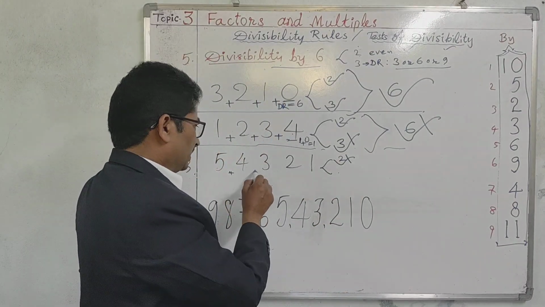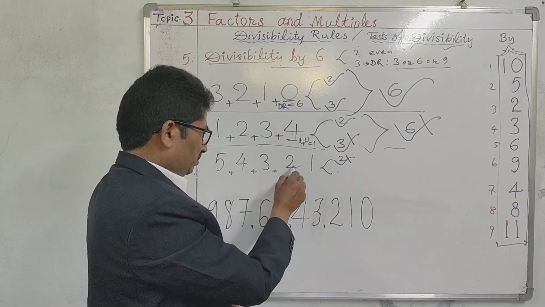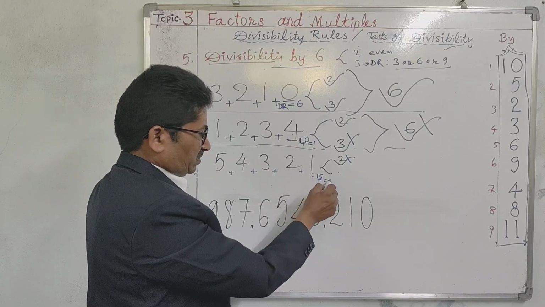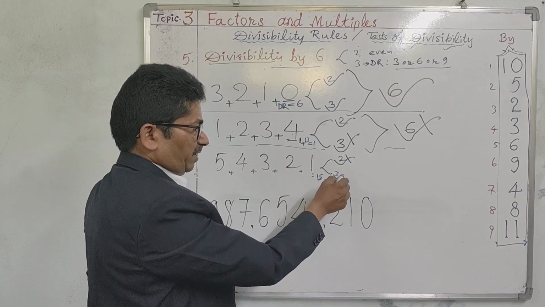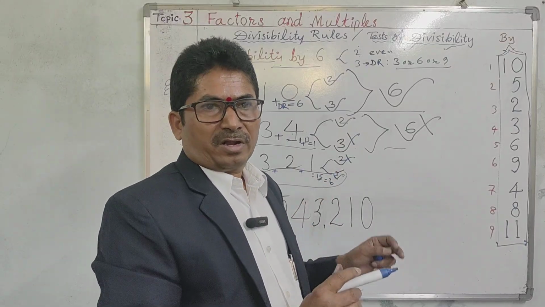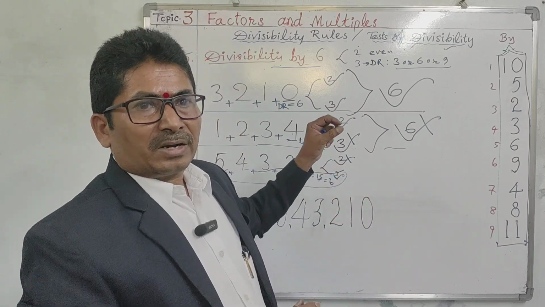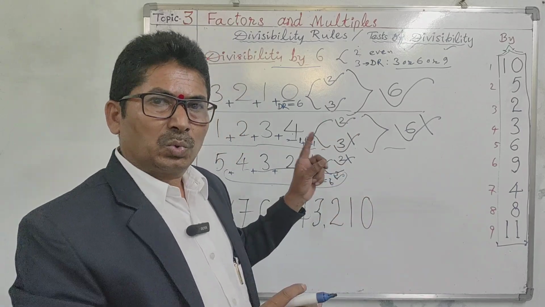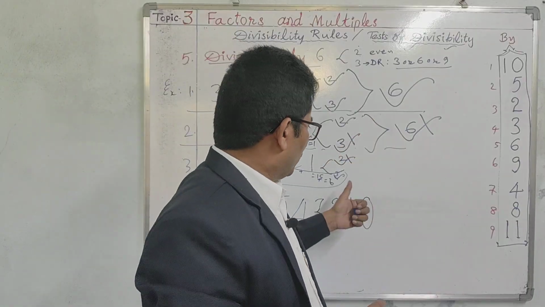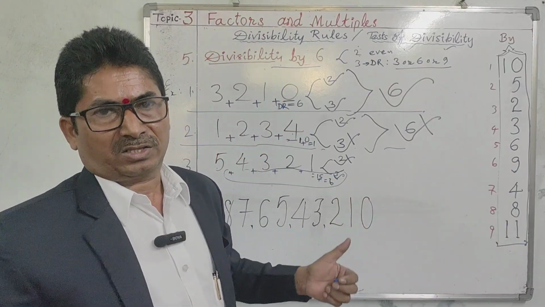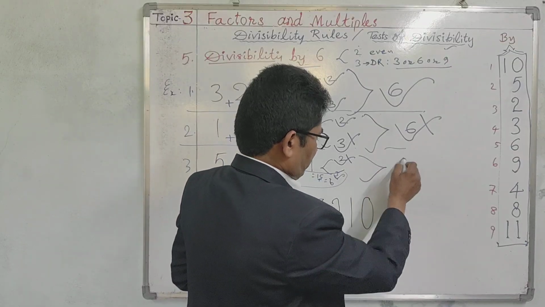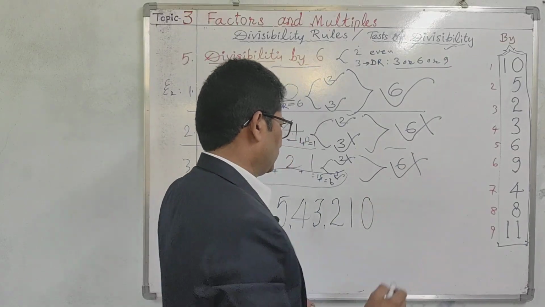So it is 9, 12, 14, 15. We are getting 15. 15 means 6. So this is divisible by 3. But there is no need of checking this. If a number is not exactly divisible by any of the numbers 2 or 3, then it is not exactly divisible by 6. So that's why this is not exactly divisible by 6.